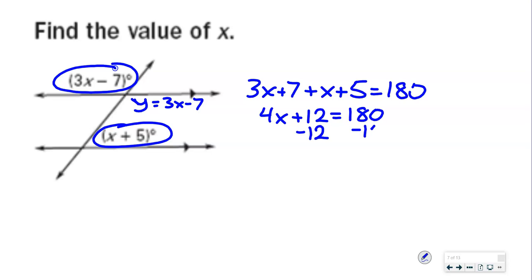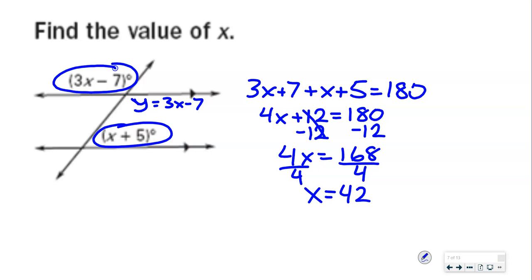Subtract 12. It's 168. And 168 divided by 4 gives me 42. So I know x equals 42.